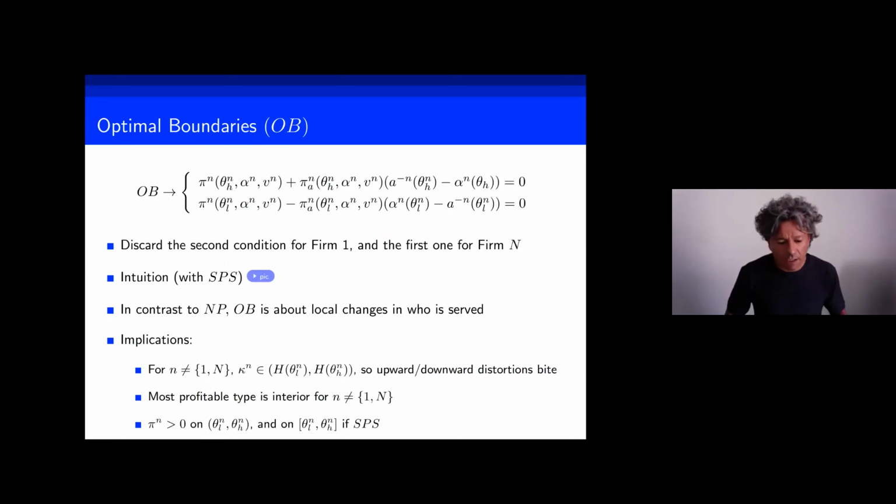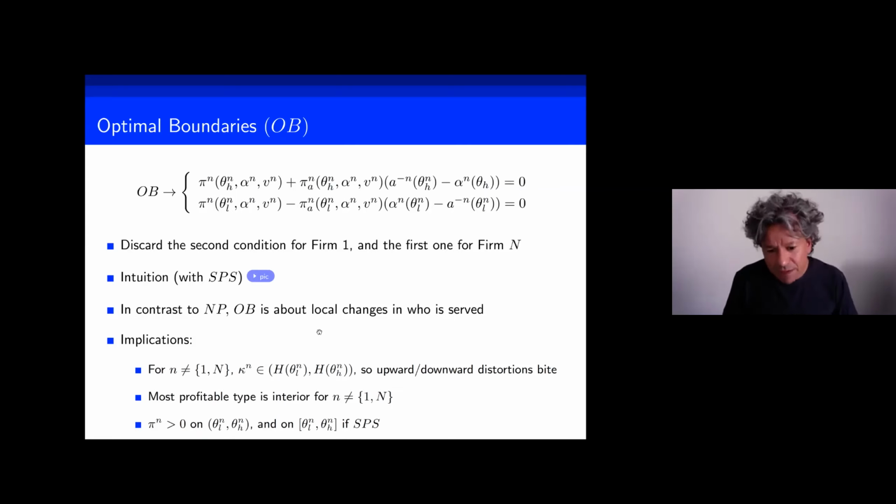The final local condition is the so-called optimal boundaries, which essentially gives us a local optimality condition that the boundary points of the interval served by each of the firms must satisfy. For firm 1, you discard the lowest one, because theta L is 0, and for the highest one, you discard this one because the highest type it served is theta equal to 1. Again, the intuition comes from a perturbation argument that I will not give now. But unlike no poaching, this optimal boundary condition, which you can think of as a first order condition that must be satisfied at the endpoints, is about local changes of which interval is served.